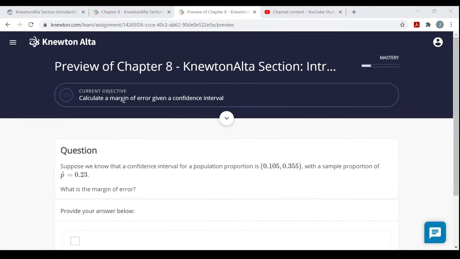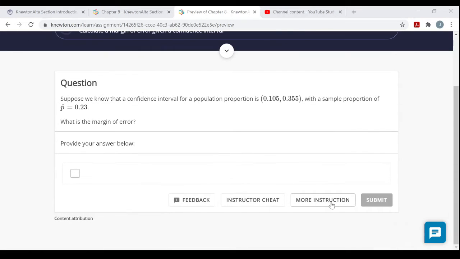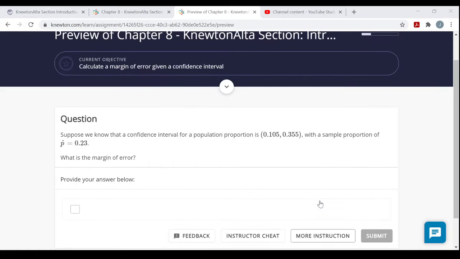So again, if you're unfamiliar with the objective, what it's talking about, click on More Instruction, read the material there, watch the videos, take notes, see what you can learn from that. And again, I'm hoping that you've also been reading your Chapter 8 Introduction in your OpenStax statistics book. All right. So this is another pretty simple objective, I feel.